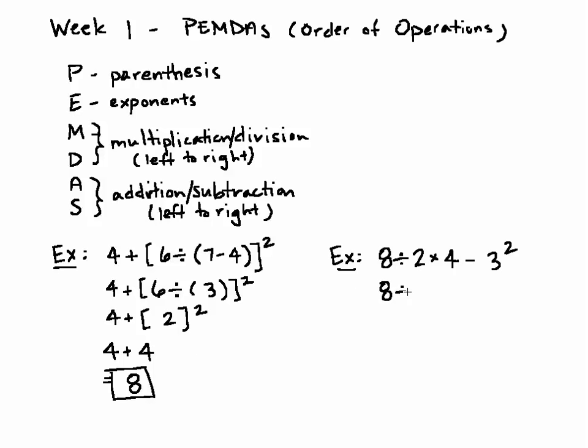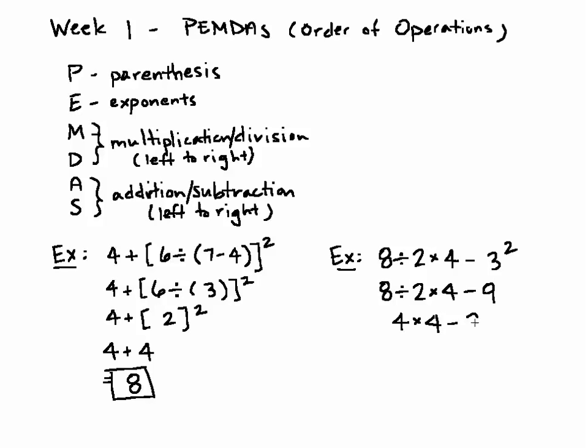Let's follow our order. There are no parentheses, so we skip to the exponents. 3 squared is the same thing as 3 times 3, which is 9. And now we're going to do the multiplication and division, like I was saying before. We evaluate division first because it comes before multiplication in our expression. So 8 divided by 2 is 4.